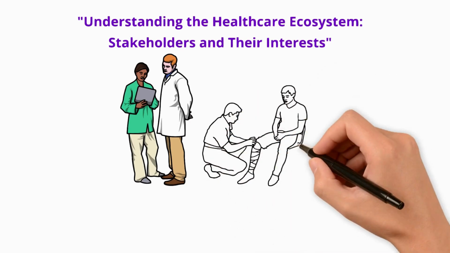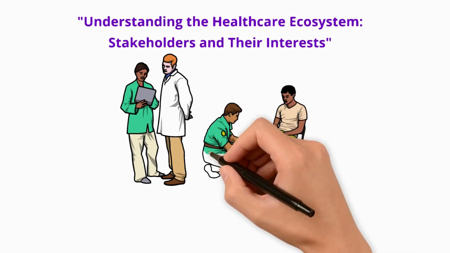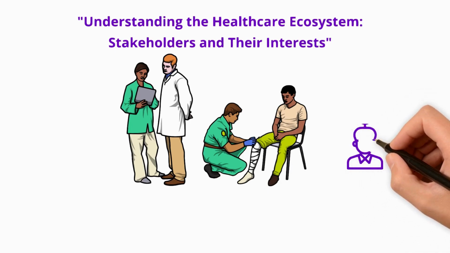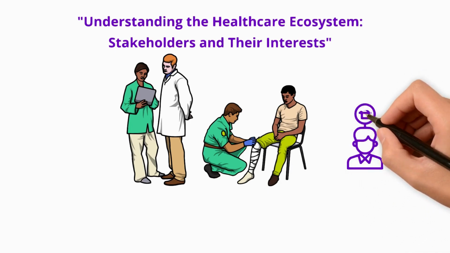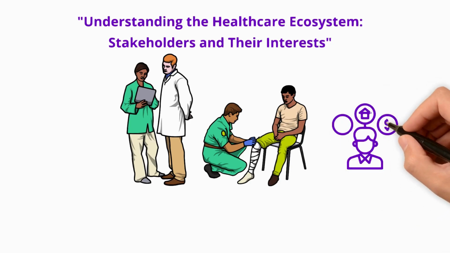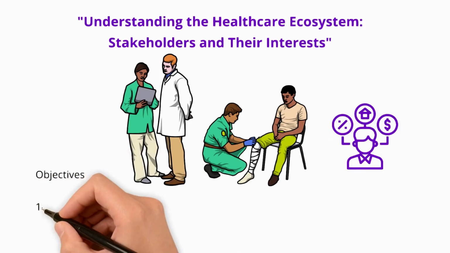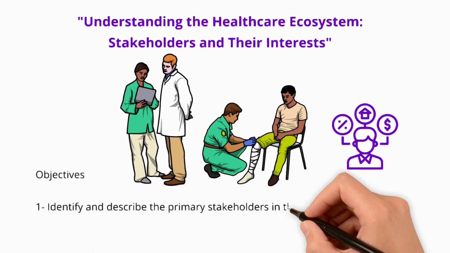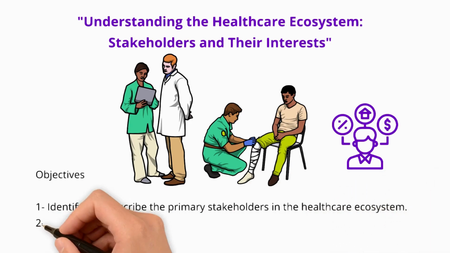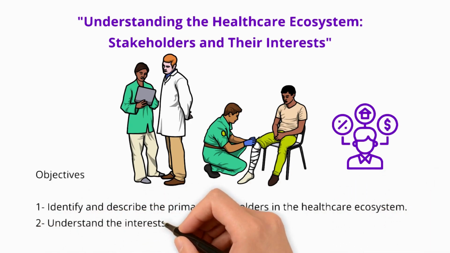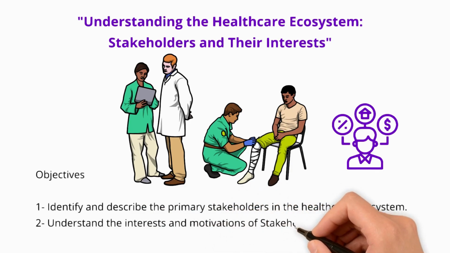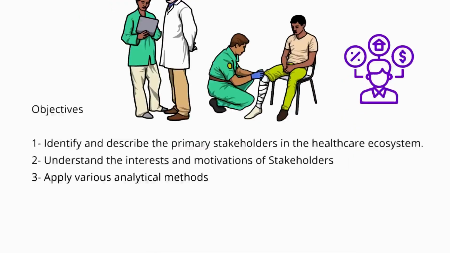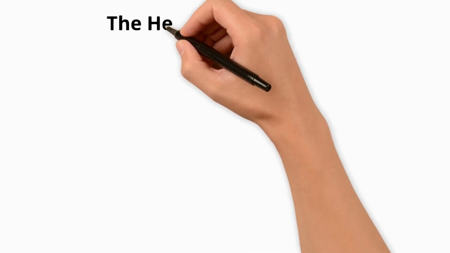This module aims to provide a comprehensive overview of the key stakeholders within the healthcare ecosystem, their roles, interests, and how various analysis methods, including SWOT and newer approaches, can help in understanding and navigating this complex environment. By the end of this module, you will be able to identify and describe the primary stakeholders in the healthcare ecosystem, understand the interests and motivations of different stakeholders, and apply various analytical methods to assess and strategize interactions with stakeholders.